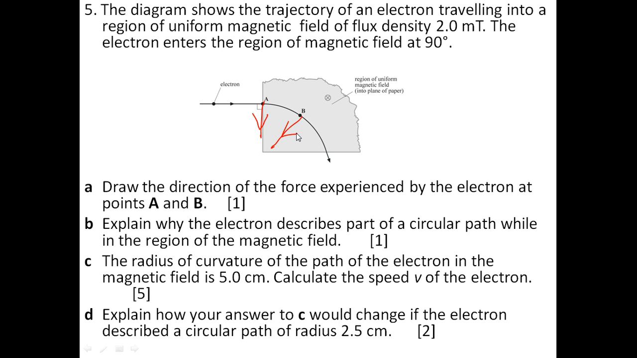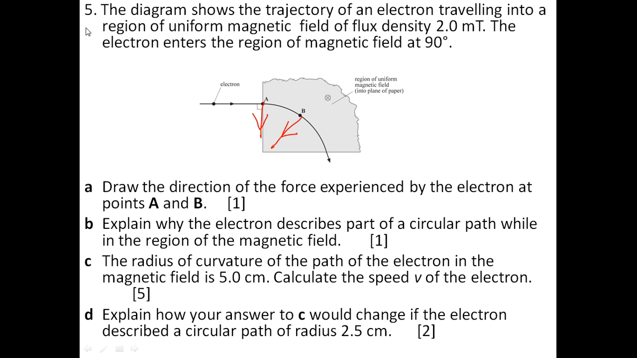B. Explain why the electron described part of the circular path while in the region of the magnetic field. The radius of curvature of the path of the electron in the magnetic field is 5 cm. Calculate the speed of the electrons, and explain how the answer in C would change if the electrons describe a path of radius 2.5 cm. So let us solve B first.